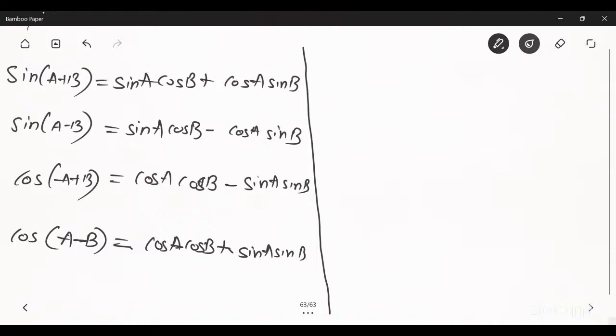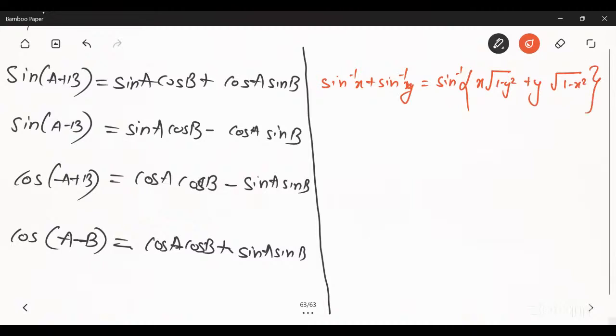Now the formula of sin inverse x plus sin inverse y is equal to sin inverse of x under root 1 minus y square plus y under root 1 minus x square. The formula of sin inverse x minus sin inverse y becomes sin inverse of x under root 1 minus y square minus y under root 1 minus x square.